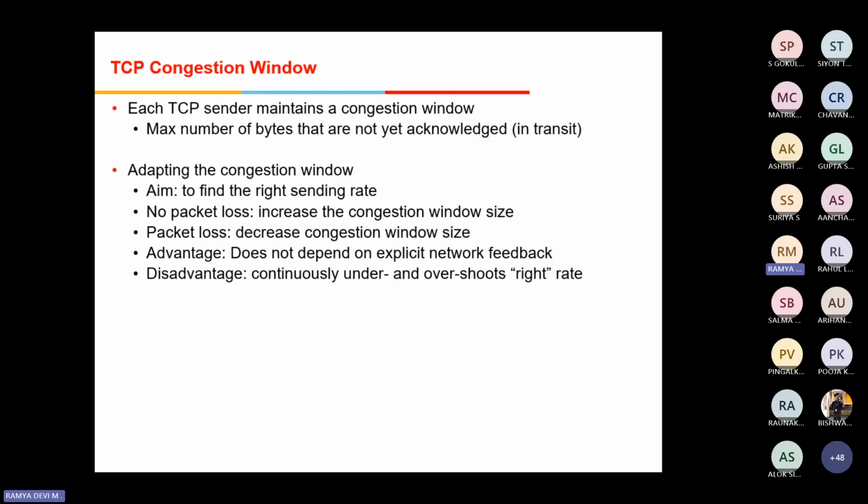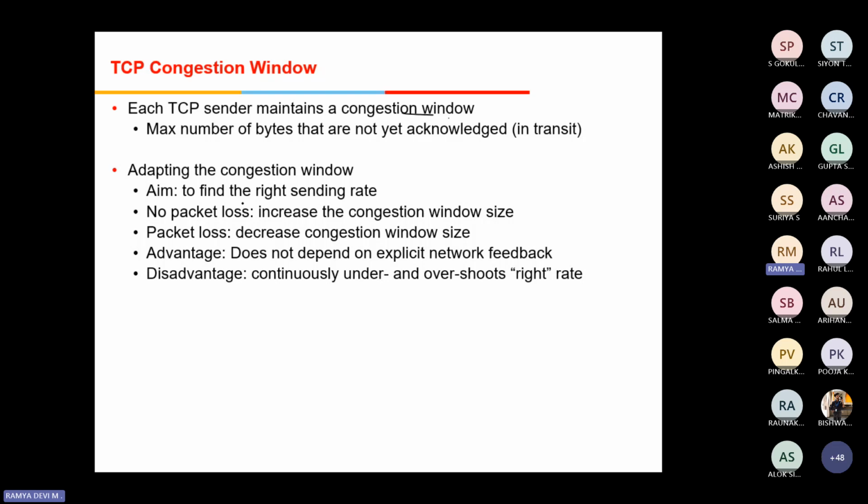Now we'll see the TCP congestion window. It is a key mechanism in TCP congestion control strategy. Every TCP sender maintains a congestion window, the maximum number of bytes that can be sent but not yet acknowledged. The data that can be transmitted is governed by the congestion window. It acts as a dynamic control on the sending rate to adapt to the current network conditions.